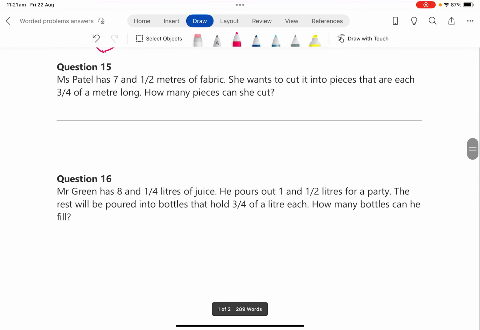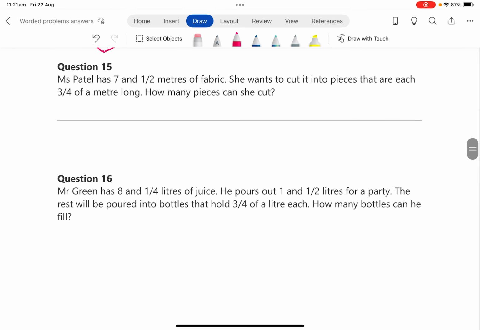Awesome. Miss Patel, she's got 7.5 meters of fabric. Okay, for argument's sake, this black line here could be her 7.5 meters of fabric. And she wants to cut it into pieces that are each 3 1/4 meters long.